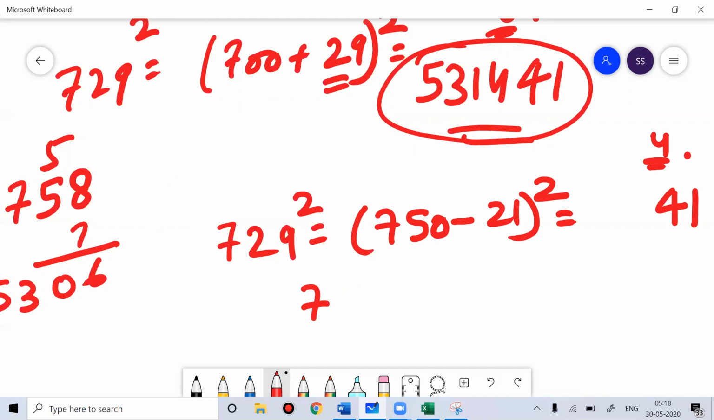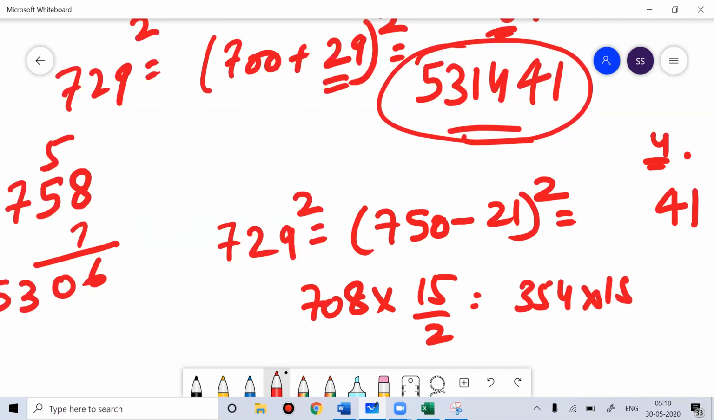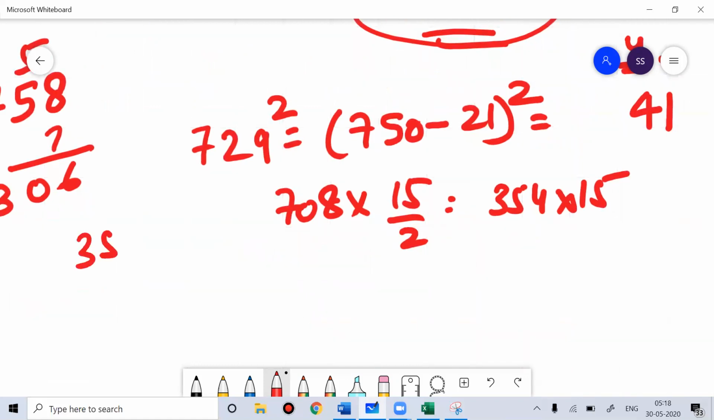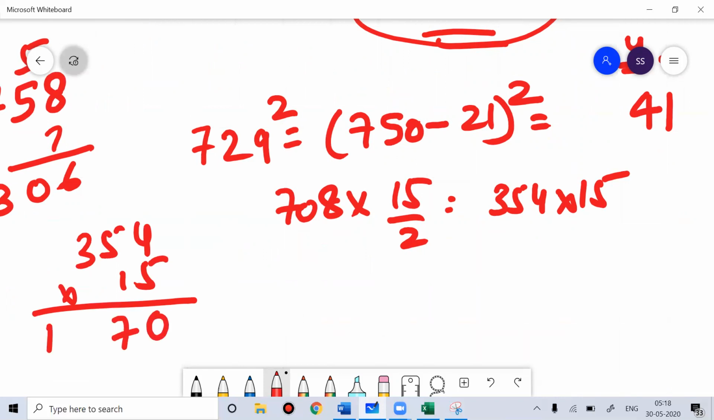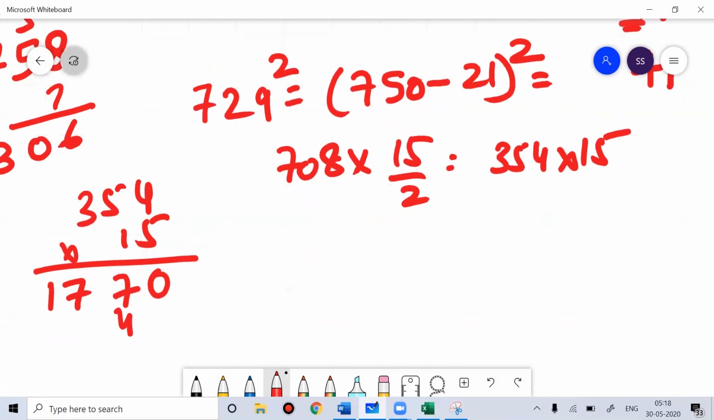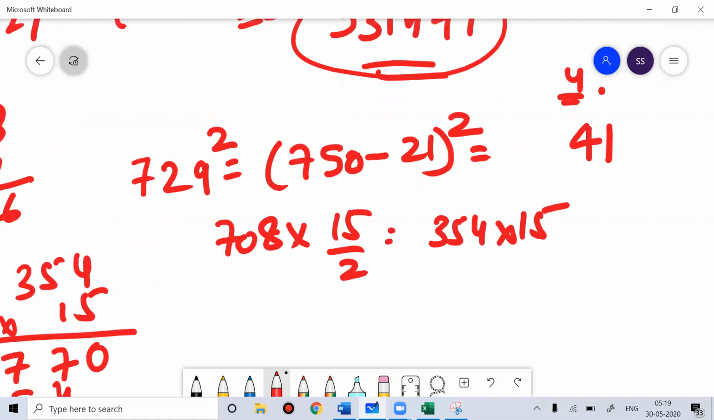729 minus 21, that is 708, into 750. 750 is how many times of 100? 7.5 times. 7.5 times means 15 by 2. You can write this as 354 into 15. What is 354 into 15? So you'll get 5310, plus 441, 531441. Same answer as what you got here.